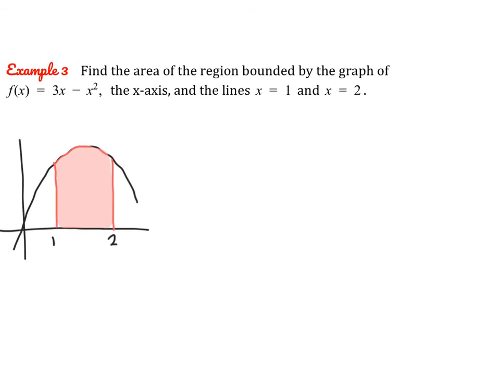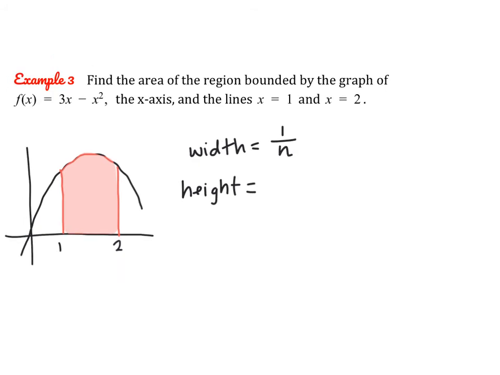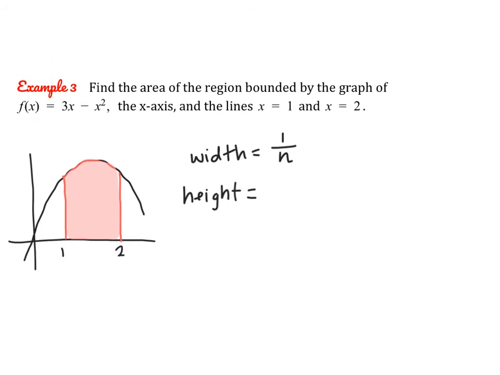Let's go through that same process. Let's first find a way to describe the width of each of our rectangles. Remember, it's b minus a over n, so 2 minus 1 over n is 1 over n. Then the height of our rectangle is going to be f of a, and a is 1, so 1 plus i times our width, so plus i over n.